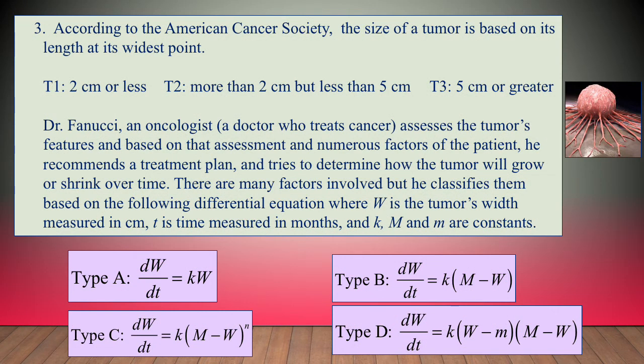Question 3 reads: According to the American Cancer Society, the size of a tumor is based on its length at its widest point. A T1 tumor is 2 centimeters or less. A T2 tumor is more than 2 centimeters but less than 5 centimeters. And a T3 is 5 centimeters or greater.